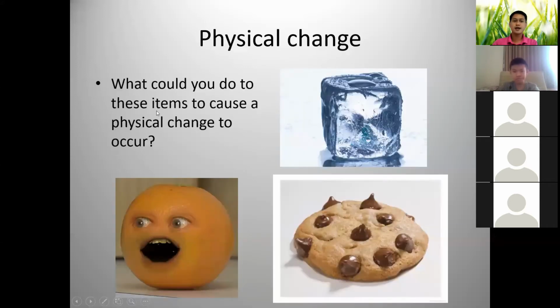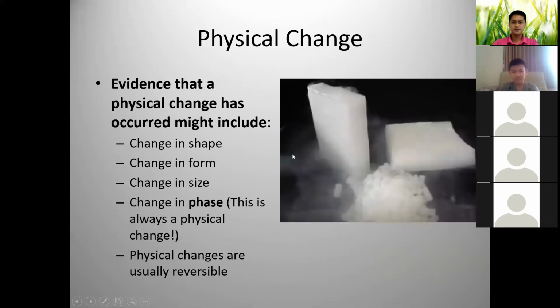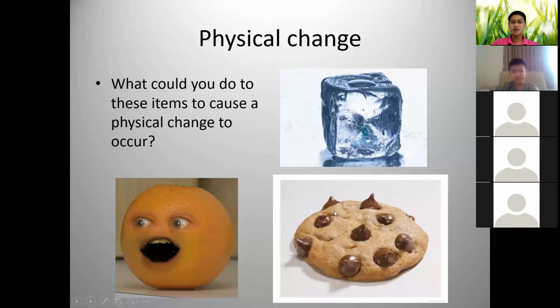What could you do to these items to cause a physical change to occur? Let's start with the ice. What can you do with it to have a physical change? You can melt it, so from solid water to liquid water. How about this chocolate chip? To make a physical change, you can grind, melt, cut, crush, bend, break, heat or cool, or squish it. We can crush, we can break.